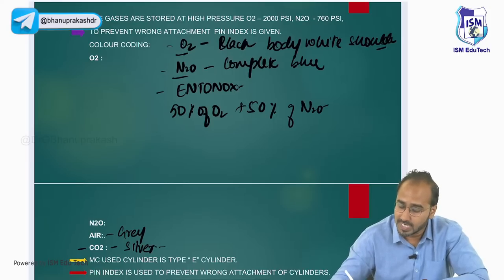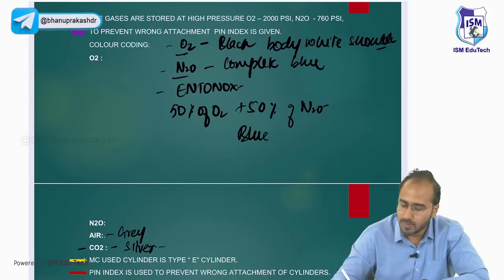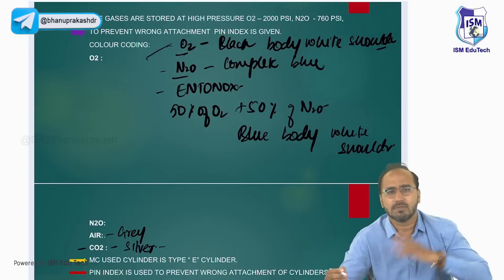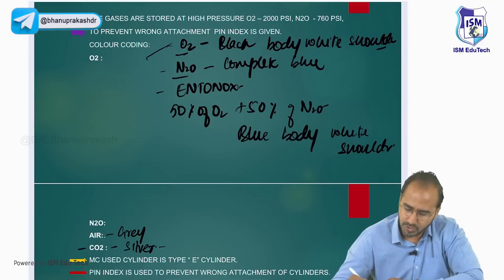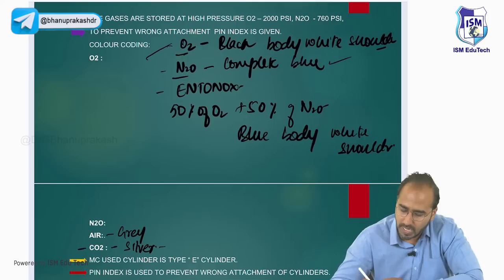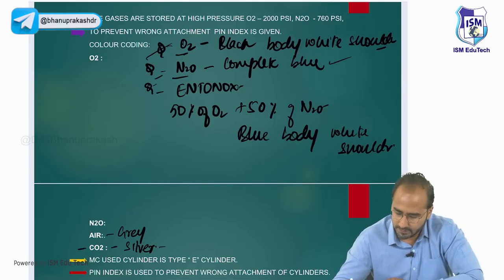What's the color coding for Entonox? Blue body, white shoulders. Color coding is very important, so remember it like a bodyguard. Oxygen is black body, white shoulders, whereas nitrous is completely blue. Entonox, these three gases are very important for color coding.